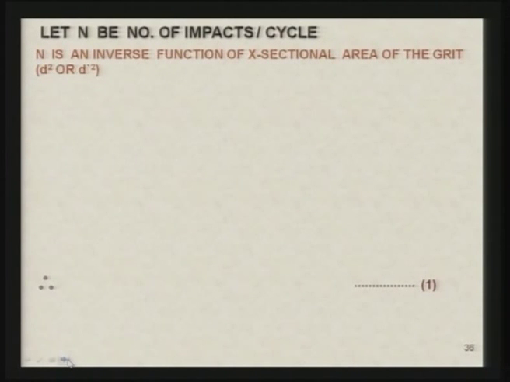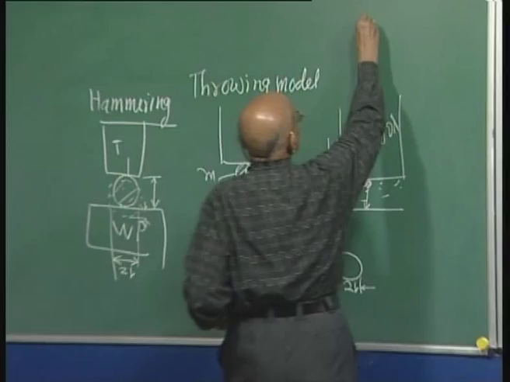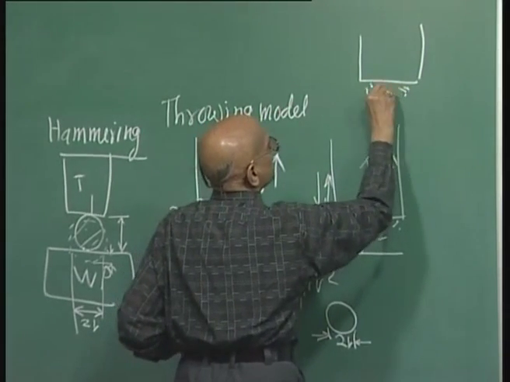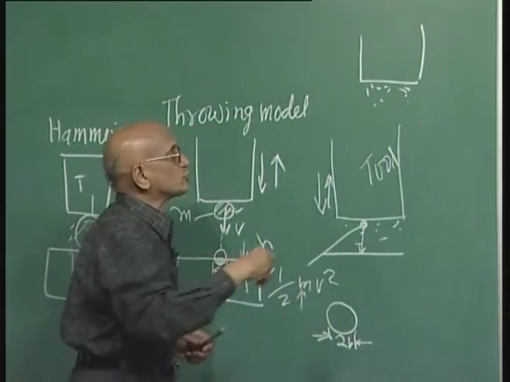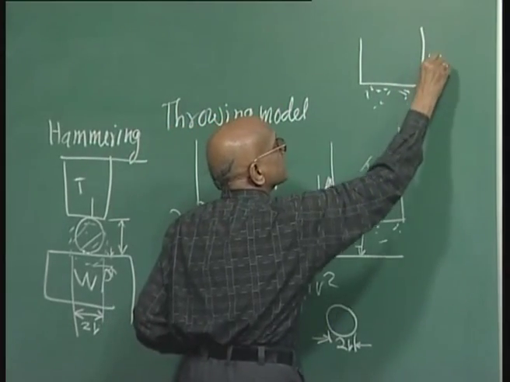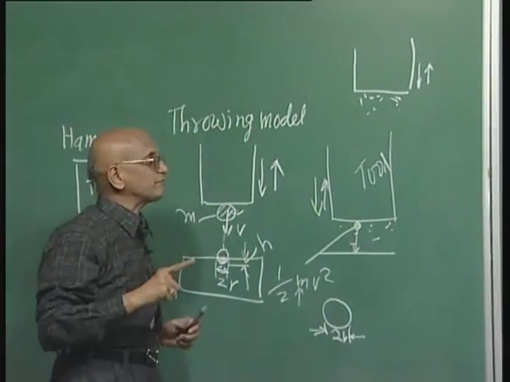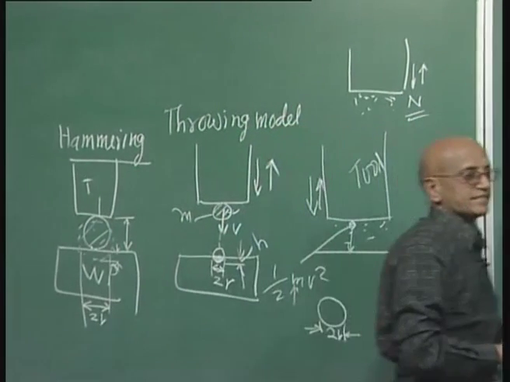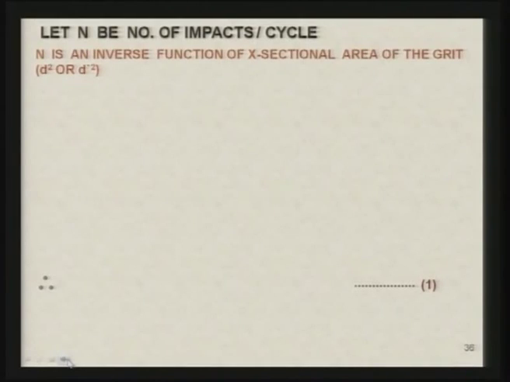Now, let capital N be the number of impacts per cycle. When we are considering this tool, there are thousands of abrasive particles under the tool, and when this tool is vibrating, in each cycle, or in one vibration, it is considered that N number of abrasive particles are hitting the workpiece surface. N, capital N, is an inverse function of the cross sectional area of the grit.